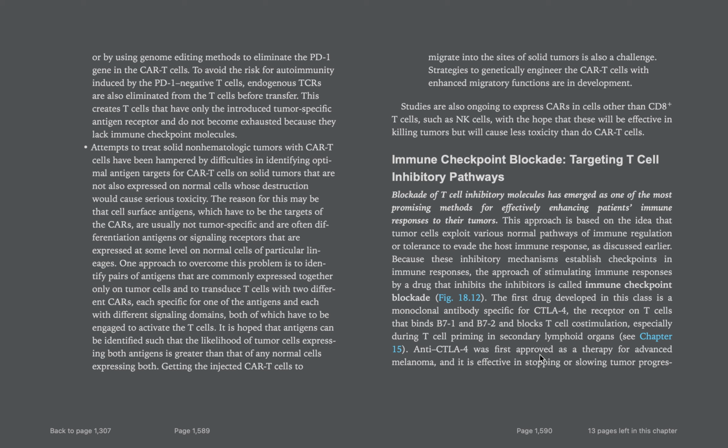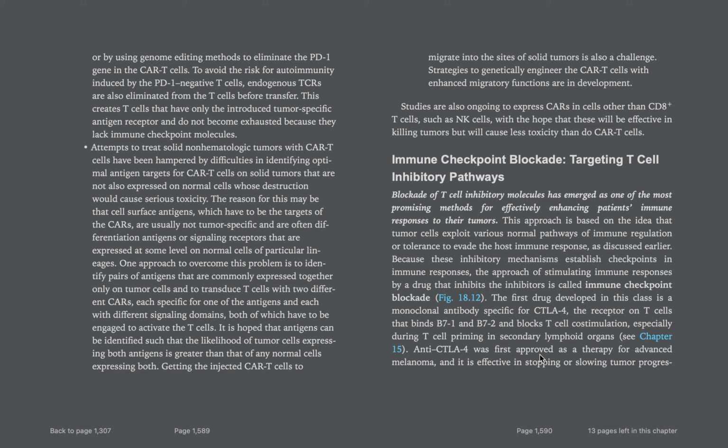One approach to overcome this problem is to identify pairs of antigens that are commonly expressed together only on tumor cells and to transduce T cells with two different CARs, each specific for one of the antigens and each with a different signaling domain, both of which have to be engaged to activate T cells. It is hoped that antigens can be identified such that the likelihood of tumor cells expressing both antigens is greater than that of any normal cells expressing both.